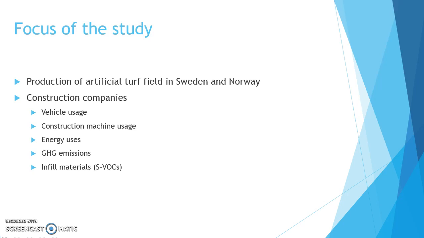By polling from different literature and reports, they were able to collect all of the information and data used in this study. Some of that data was comprised of vehicle usage, construction machine usage, energy usage, and greenhouse gas emissions, and the infill materials used in construction, maintenance, or removal of those artificial turf fields.